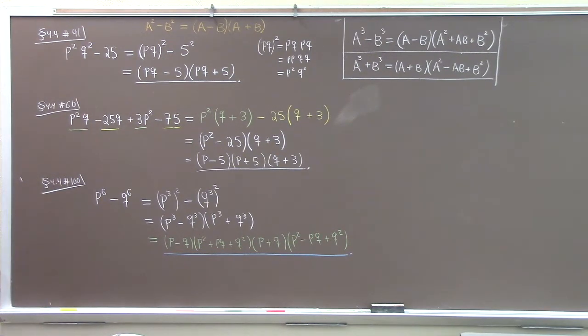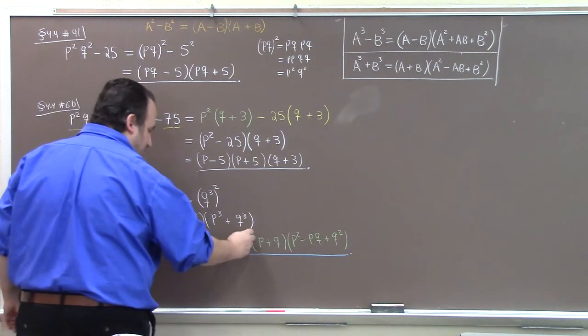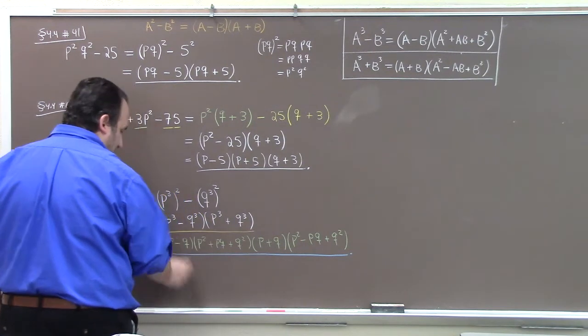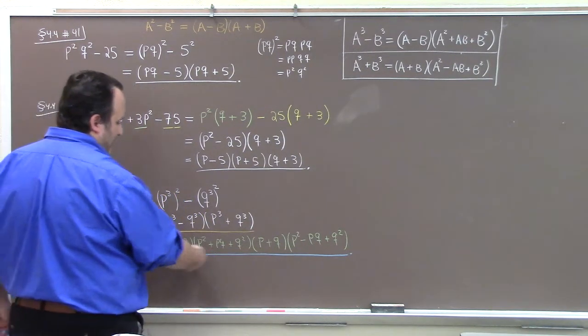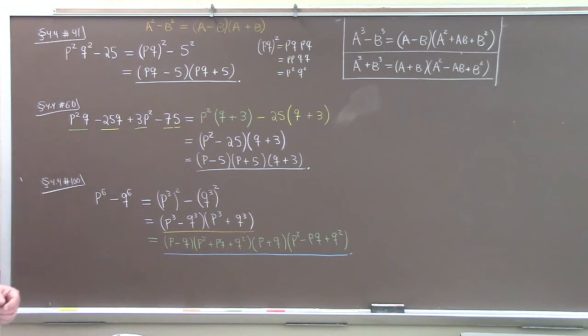If I had this problem on a test and I said factor p to the 6th minus q to the 6th, I would be content. I would be, in fact, overjoyed if the students just did this much. If you got to the blue one, that'd be like bonus points. That's fancy.